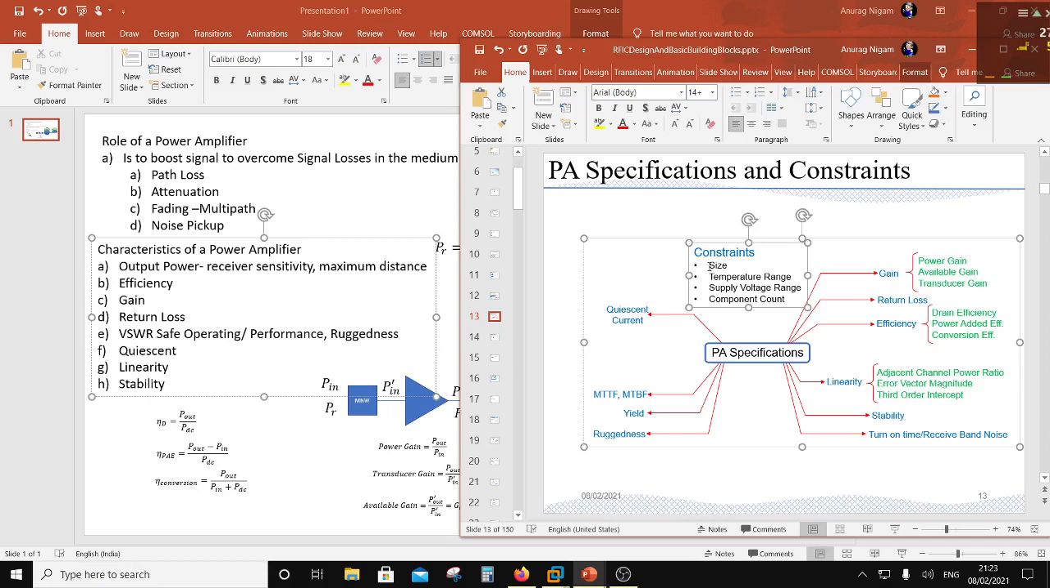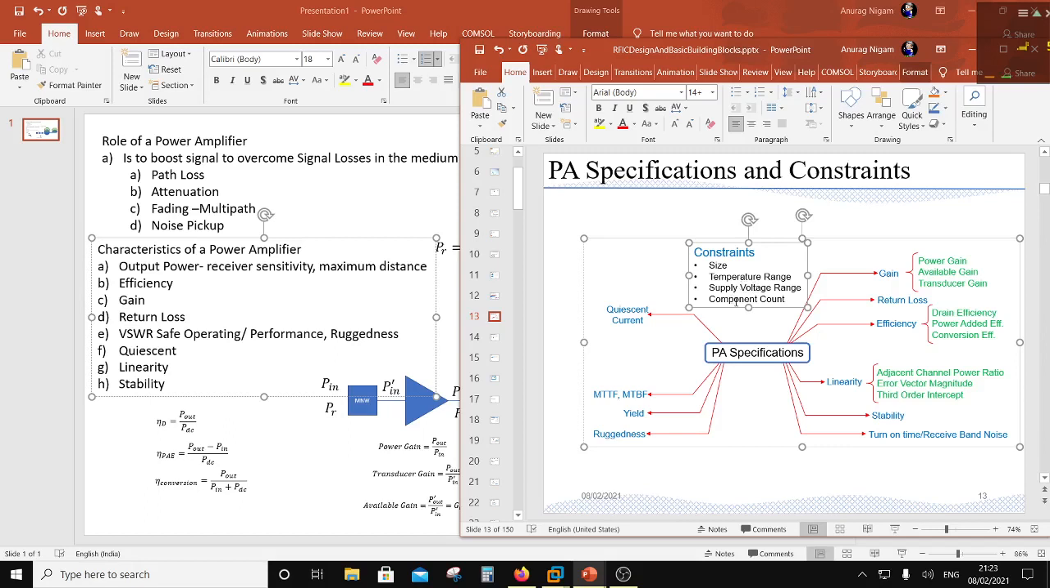Then the supply voltage range also. For example, let's say I am designing a handheld device which is battery operated. When the battery is fully charged, it's 4.5 volts. When the battery is fully drained, it is, let's say, 3 volts. Now the circuit has to operate over this entire supply range. It has to meet all the specs. So that's a constraint.